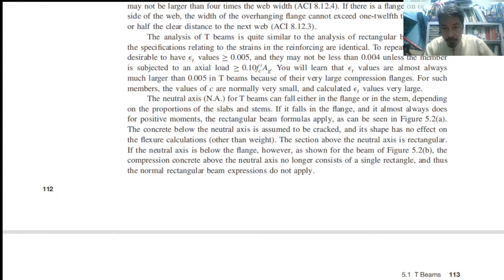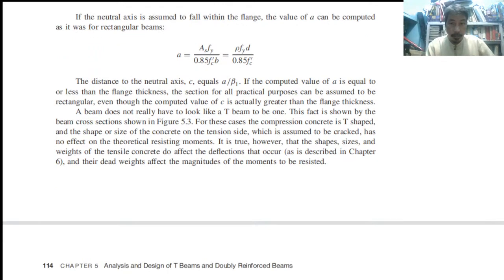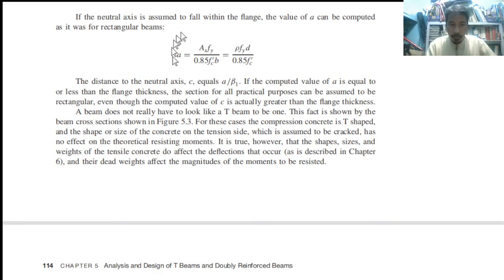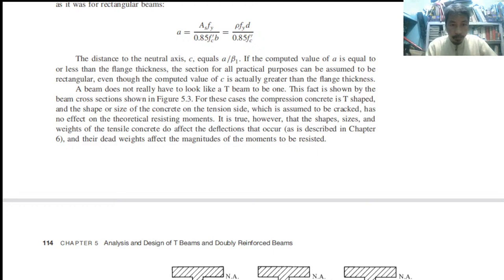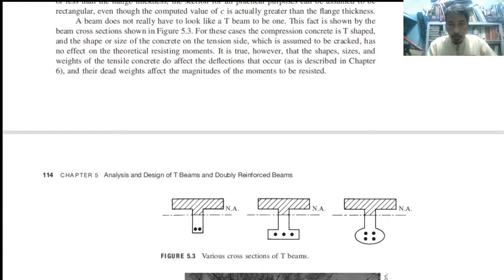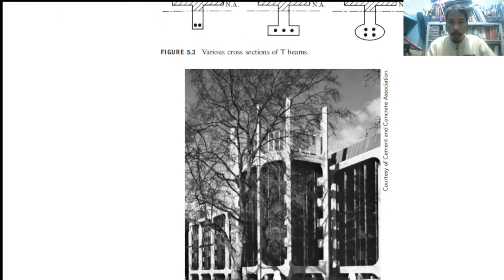Then, let's continue. Okay. If the neutral axis is assumed to fall within the flange, okay, so the neutral axis like this, letter a, within the flange, okay, so the same as we used on the previous. Okay, several types of actual T-beams, okay.